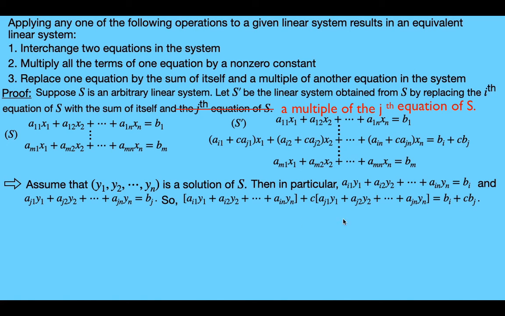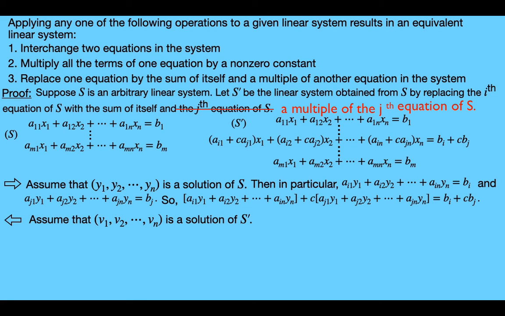And what we'll get is that this is equal to b sub i plus c times b sub j. The b sub i comes from this part, since we said that this is equal to b sub i, and then we also said that this is equal to b sub j, so this is where we get c times b sub j. Now since this is just the ith equation of S prime, this tells us that this n tuple must be a solution of the ith equation of S prime. Now since the ith equation of S prime is the only equation that changed from S, we know that this n tuple must also be a solution for the system S prime.